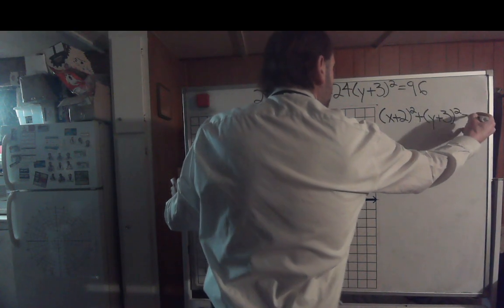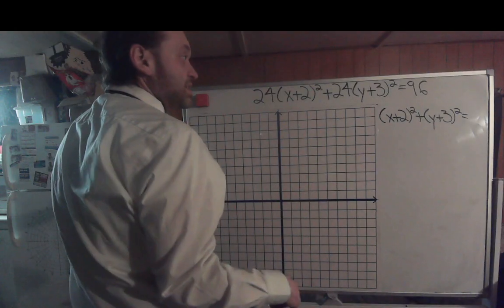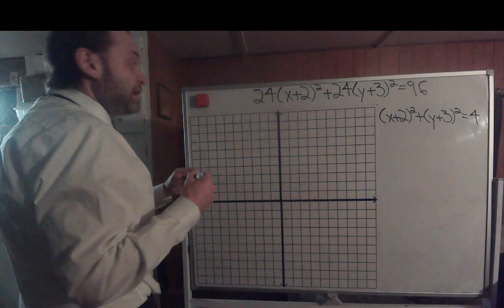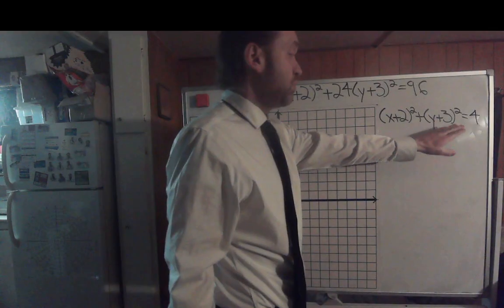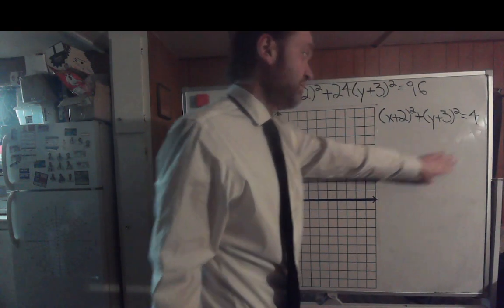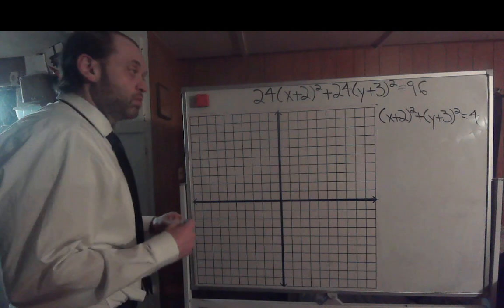So divide both sides by 24. This turns into (x plus 2) squared plus (y plus 3) squared equals the right-hand side. 96 divided by 24 is 4. So now this becomes (x plus 2) squared plus (y plus 3) squared equals 4. Something much easier to work with.